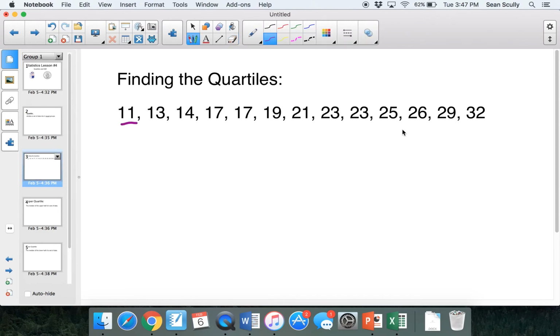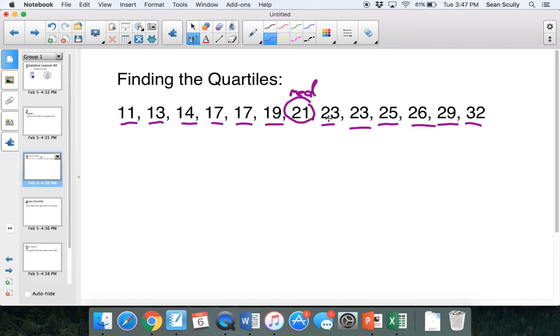So we have 11 with 32. Keep canceling, one from the bottom, one from the top, until we get to the middle. Now if there's 13 numbers, there should only be one number in the middle. And that's going to be 21. Okay, there's our median.